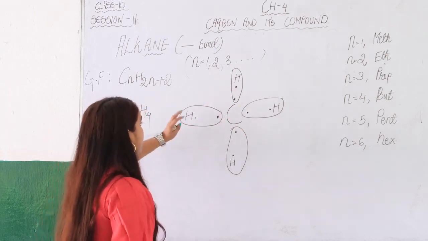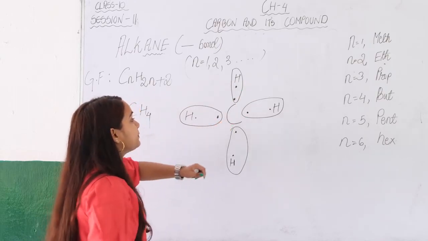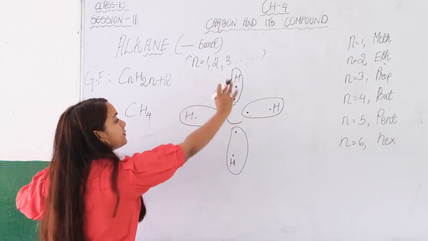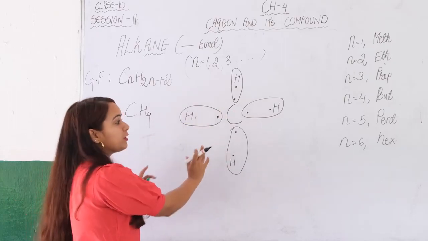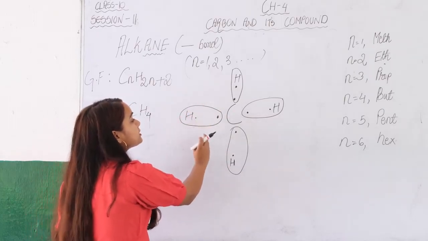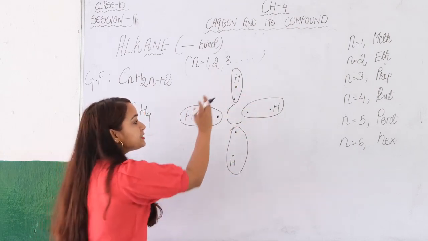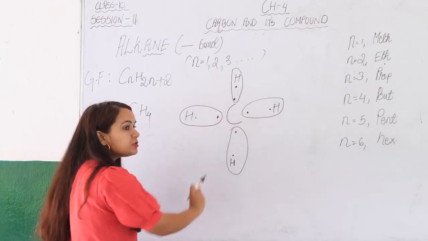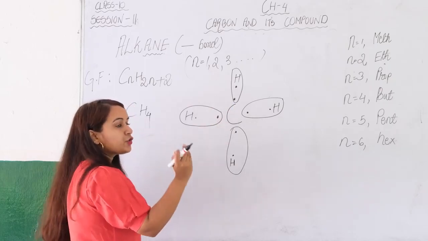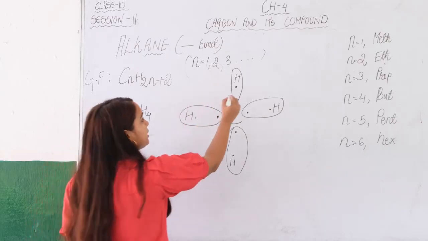Now, it is the responsibility of all these hydrogens to make carbon stable because carbon has made them all stable by sharing its electron. So now hydrogen will also share its 1 electron with the carbon so that it becomes stable. Carbon already has 4 electrons, it needs 4 more electrons. So all these hydrogens will share 1 electron each.